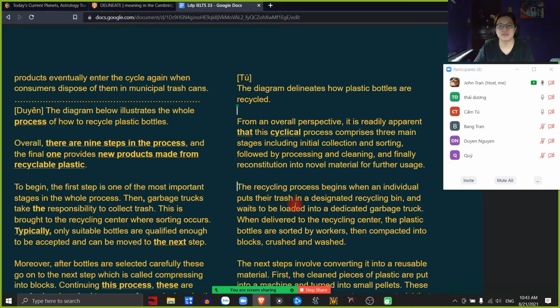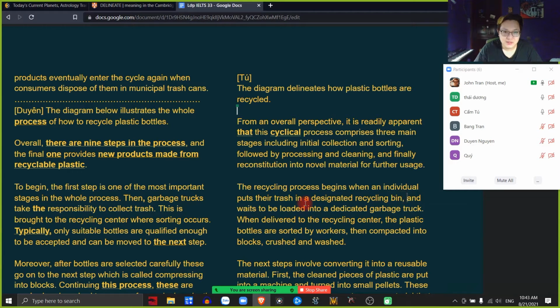The recycling process begins when an individual put their trash in a designated recycling bin. Cái quá trình tái chế nó bắt đầu khi một cá nhân đặt cái rác của họ vào một cái thùng rác được đánh dấu là nên để rác vào đây á. Designated means like that recycling bin is designed so that people will put trash in there. Nó được đánh dấu để mà con người ta kêu là phải để rác vào đây. Đó. Cái thùng rác như vậy.